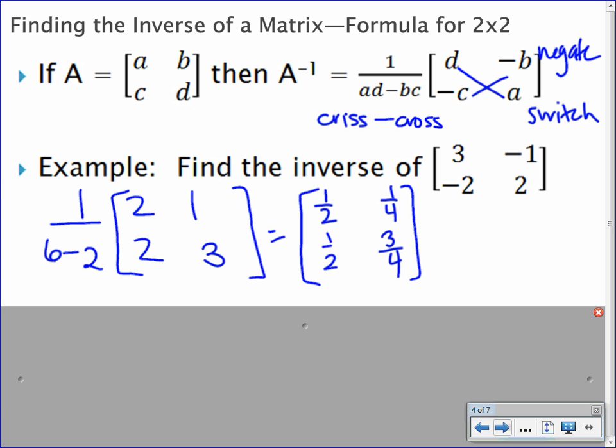Pretty incredible. I just multiplied 1/4 through. Now what's going to happen if I take this matrix I just wrote in blue times our original matrix? We should get the identity.